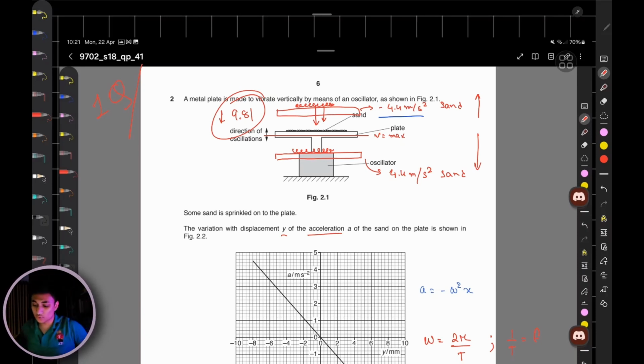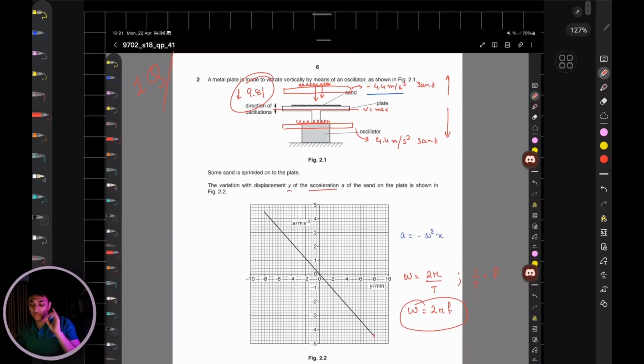Fair enough. So we can understand from this situation that when your displacement is maximum, that is positive displacement, at that position you're going to see the sand particles lose contact with the plate because the plate stops exerting any force on the sand particles. So understanding all of this is very crucial for answering the next part of this question.